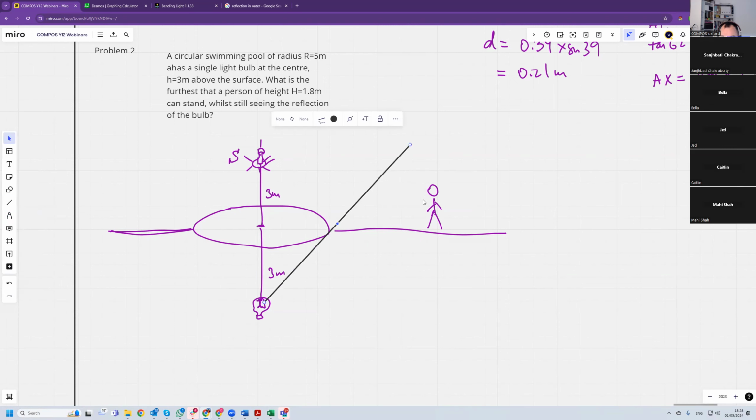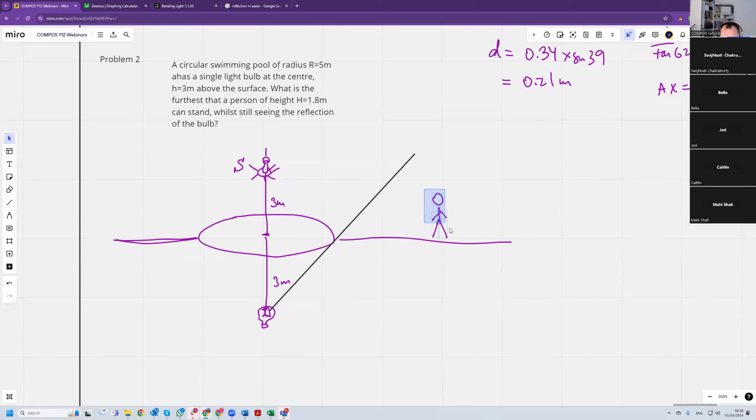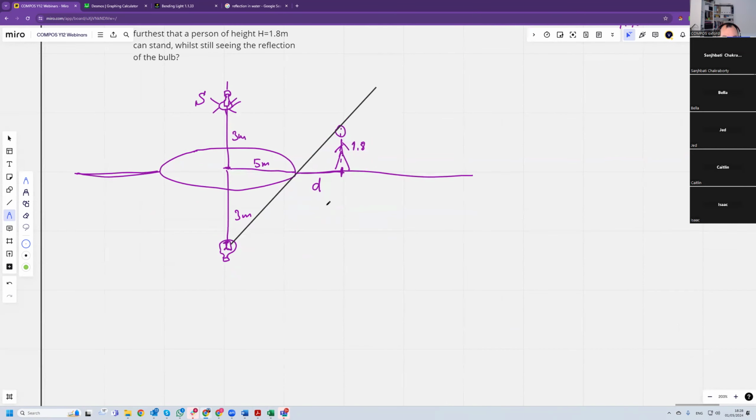So you have to move closer. If you want to see the image of the light bulb, then you have to move closer. You have to move here. And this is when you start seeing. And the radius is 5 meters, and you are 1.8 meters tall. So you can work out this distance, D. How far from the swimming pool? From the edge.